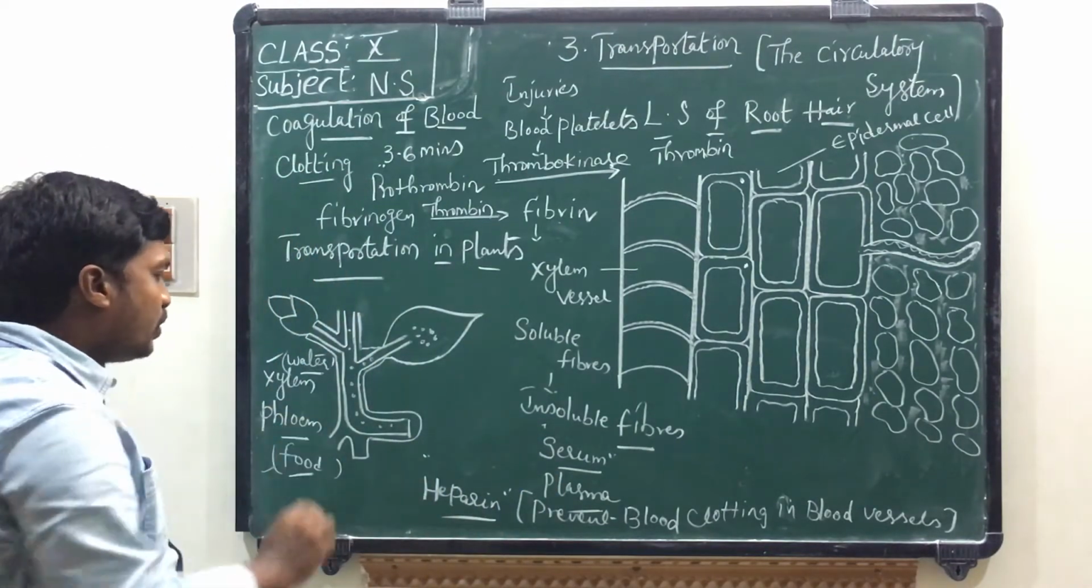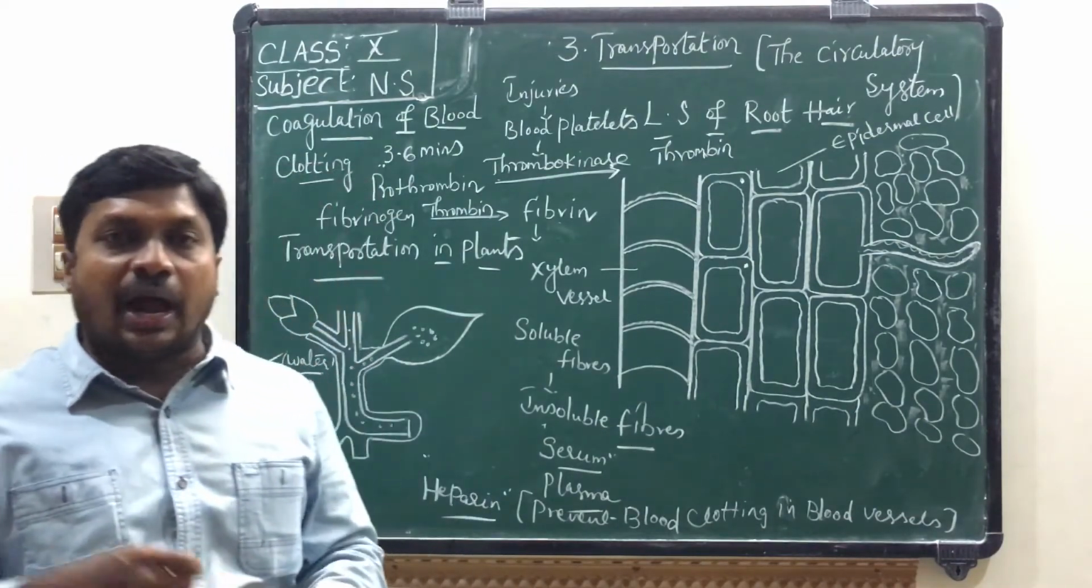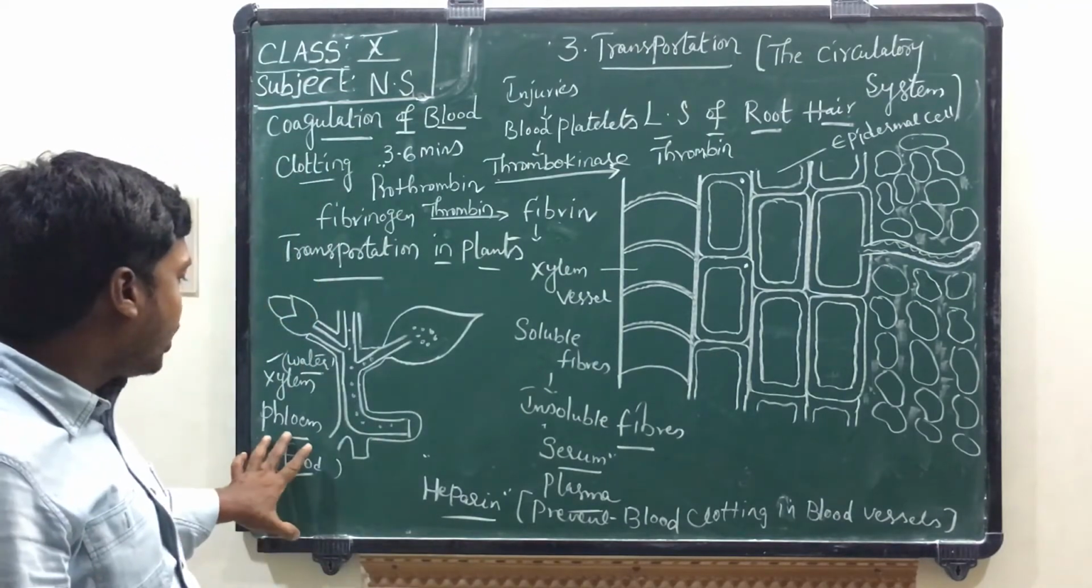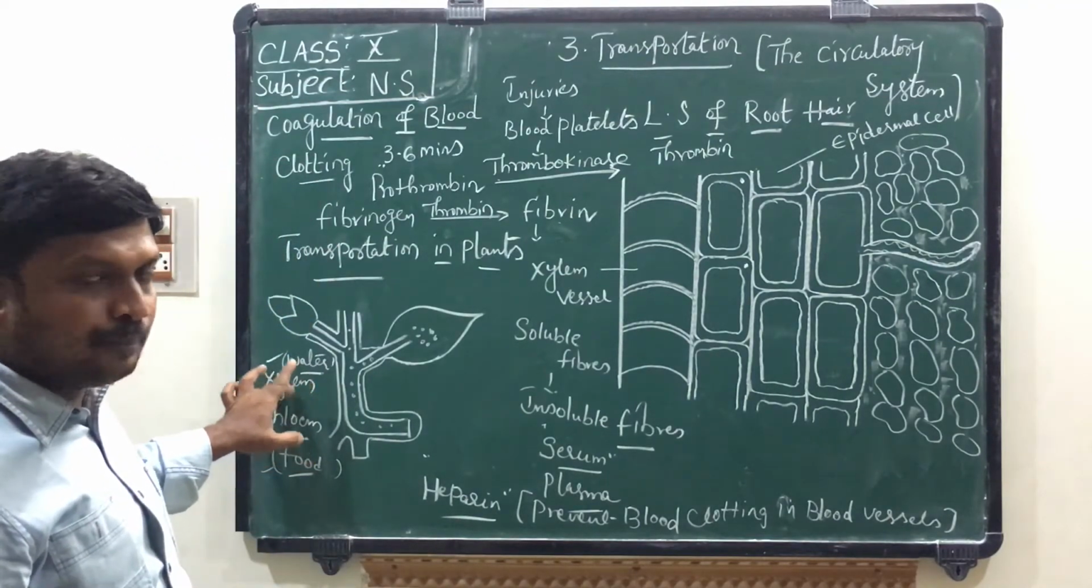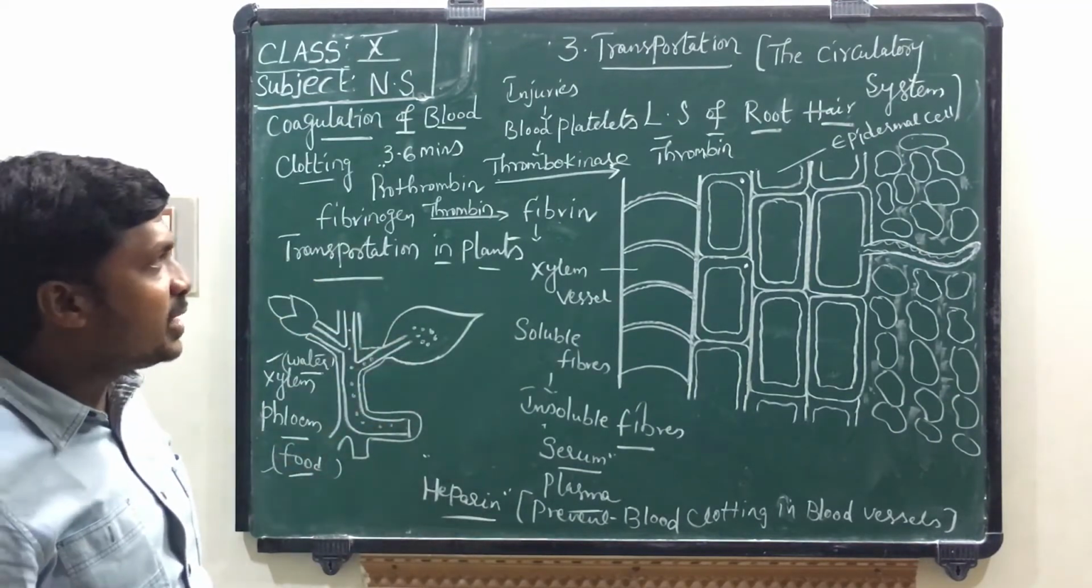and food. Water from roots to all parts of the plant against gravitational force, and food from leaves to all parts of the plant, is transported by phloem. Water is transported by xylem, food is transported by phloem. This is about transportation in plants.